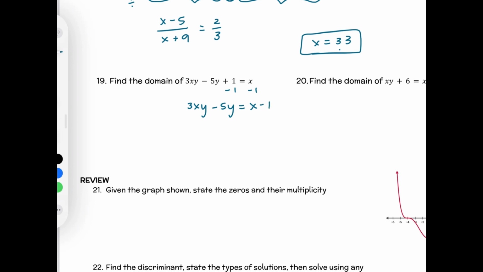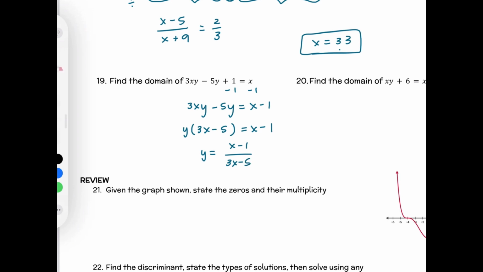So now that everything on the left side has a y, we're just going to factor a y out. So we'd be left with 3x minus 5 equals x minus 1. So then we need to divide both sides by that 3x minus 5. So we end up with x minus 1 over 3x minus 5.